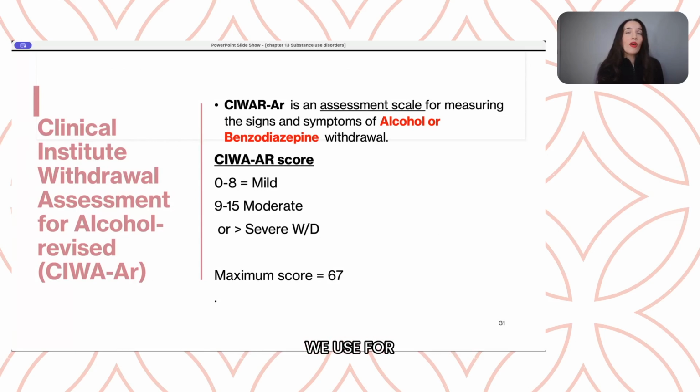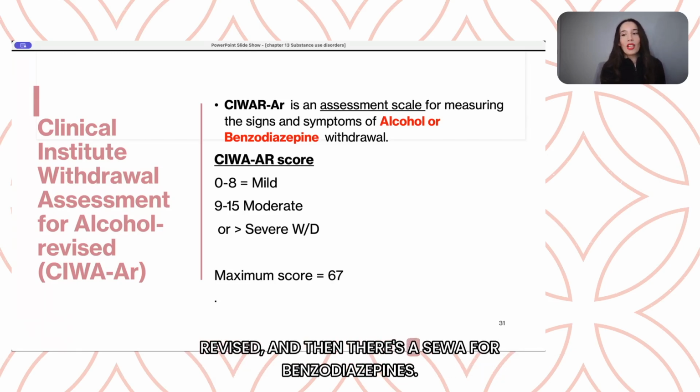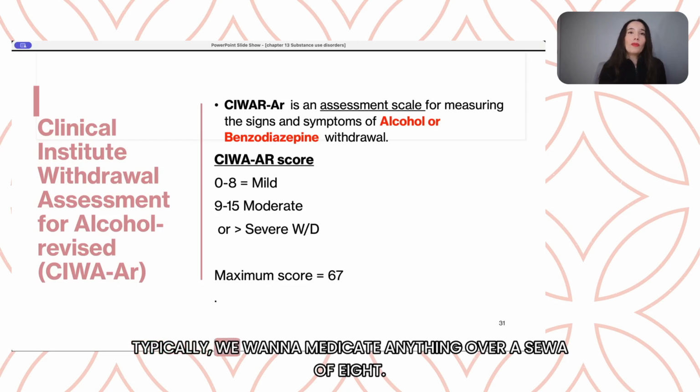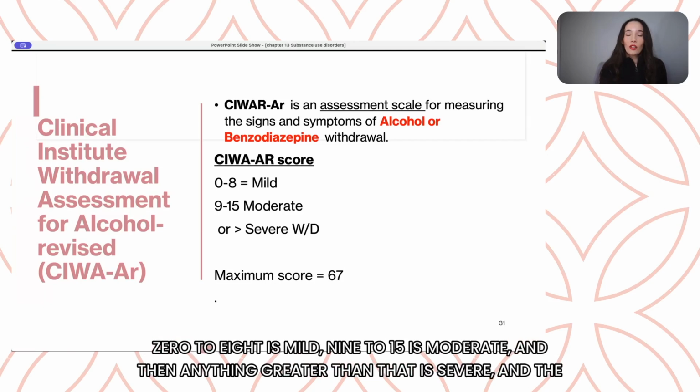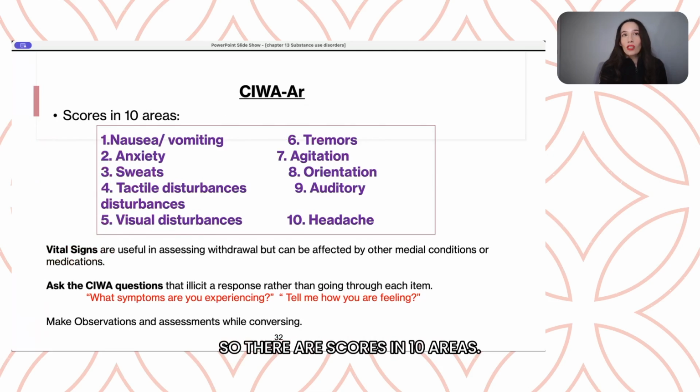We use for both alcohol and benzodiazepines the Clinical Institute Withdrawal Assessment, or CIWA. There's a CIWA-AR, which is the alcohol revised, and then there's a CIWA for benzodiazepines. Typically, we want to medicate anything over a CIWA of 8. 0 to 8 is mild, 9 to 15 is moderate, and anything greater than that is severe, and the maximum score is 67. So there are scores in 10 areas.